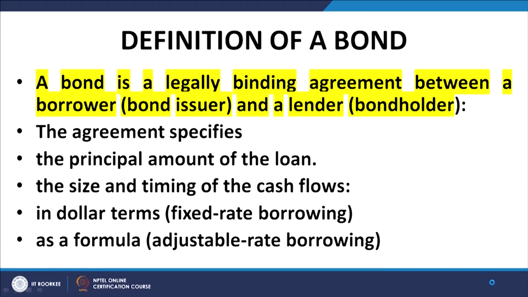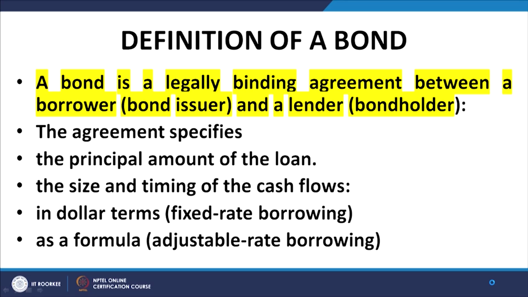Welcome back. So, before we continue, a quick recap of where we were last time with respect to bond analysis. We defined a bond as a legally binding agreement between the borrower, who is the bond issuer, and a lender, who is the bond holder.